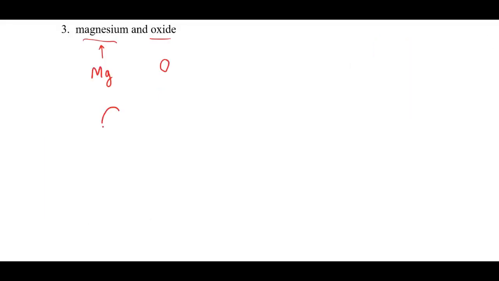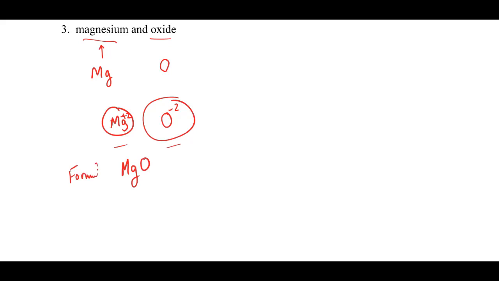Once we have the charges, it's easy to see it's Mg +2, and oxide is O -2. So we just need one of each. We don't need extra copies of either one. It is simply one of each. That means the formula is MgO, and the name is magnesium oxide. Done.